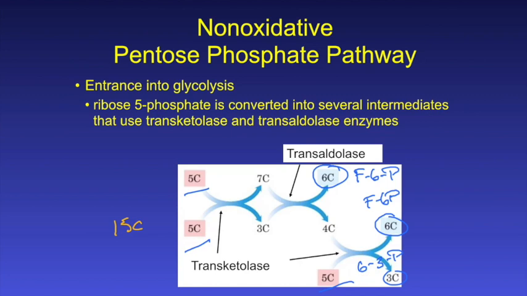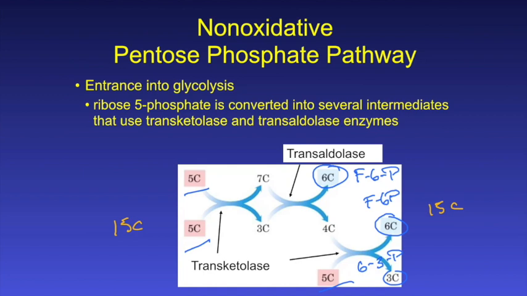All right? Fructose 6-phosphate has how many carbons? 6, and another fructose 6-phosphate has another 6. So that's 12, plus glyceraldehyde 3-phosphate brings in another, how many? 3. 12 plus 3 is 15 carbons. Okay? The enzymes that are used are transaldolase and transketolase.